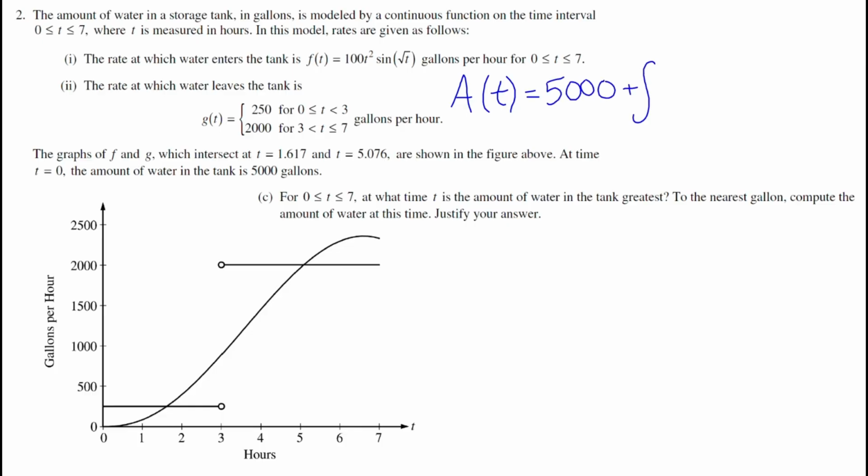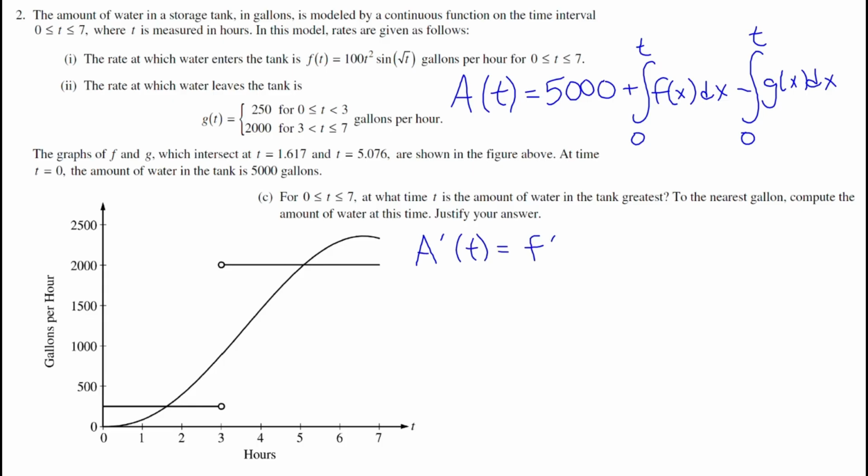plus the integral from 0 to whatever time we're looking at of the rate at which it enters, minus the integral from 0 to t of the rate at which it leaves. So this should tell us the amount of water in the tank at any given time. And so if we want to know when this function is at a maximum, we want to find the derivative, A prime of t, which should just be f of t minus g of t.